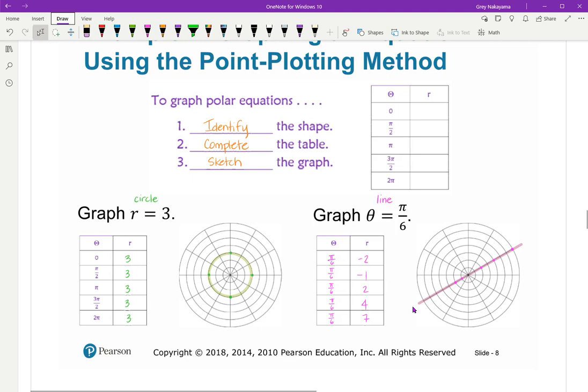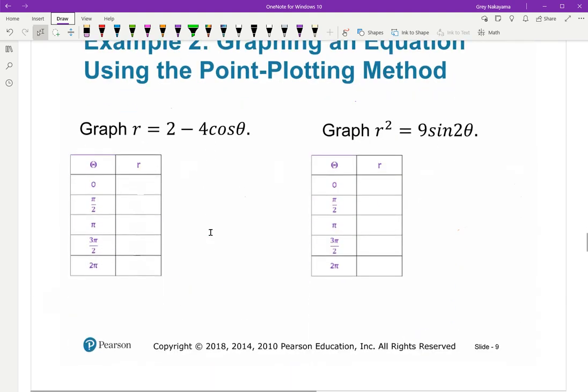But most importantly, these are two other equations that it will serve you well to memorize. r equals 3: the radius is 3 of that circle. Theta equals pi over 6 is a line. Those are rather easy ones.